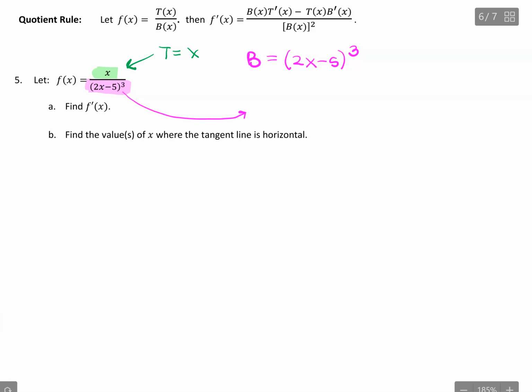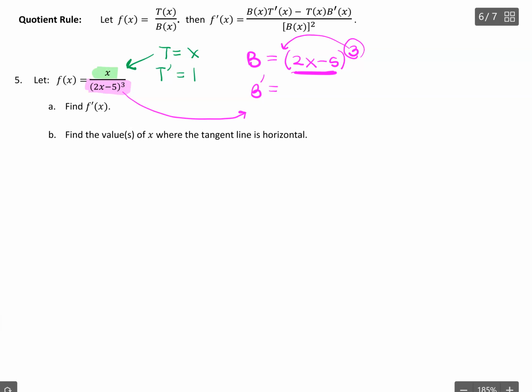I'm going to find the derivative of the top function. So if the top function is a plain old x, the derivative of a plain old x is just 1. And my bottom function, when I take the derivative of that, I'm going to need chain rule. I'm going to do power rule. But since my base is, in this case, a linear binomial, I'm going to have to tack on the derivative of the base when I do my power rule.